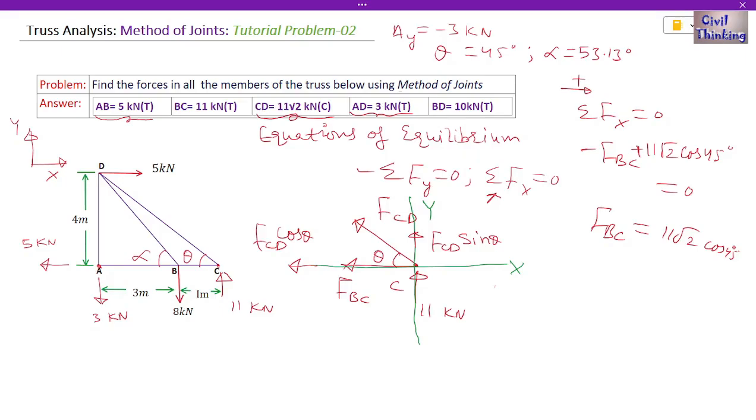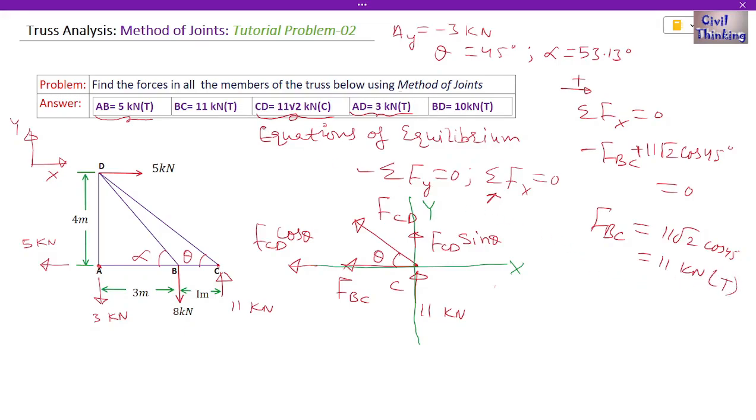Okay, so let me use the calculator real fast. So we'll find the value. Okay, 11 square root of 2 multiplied by cos 45. Okay, so I got the value to be 11 kilonewton. Okay, 11 kilonewton is a positive value, so it is tensile force.